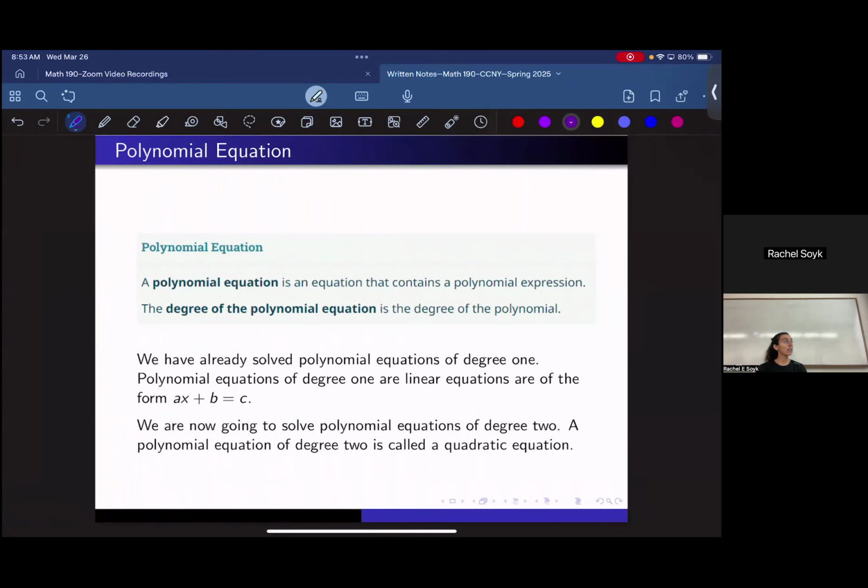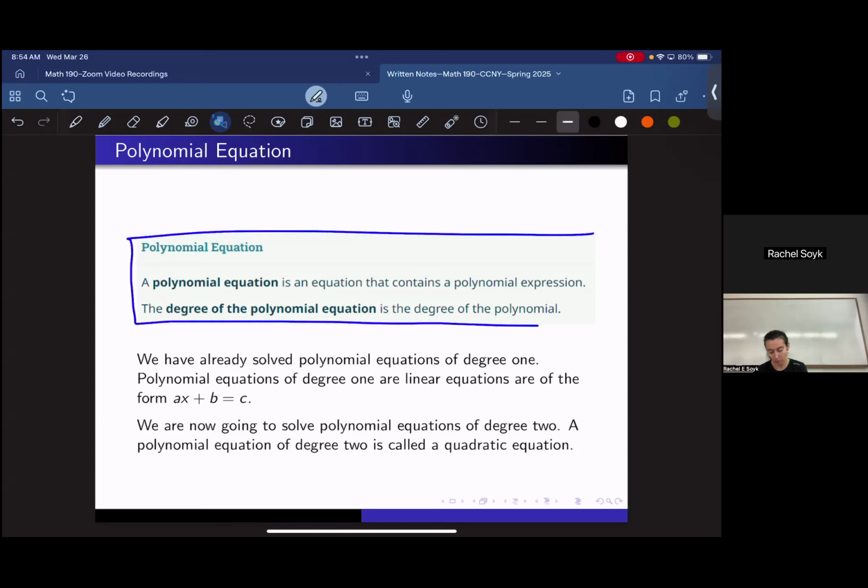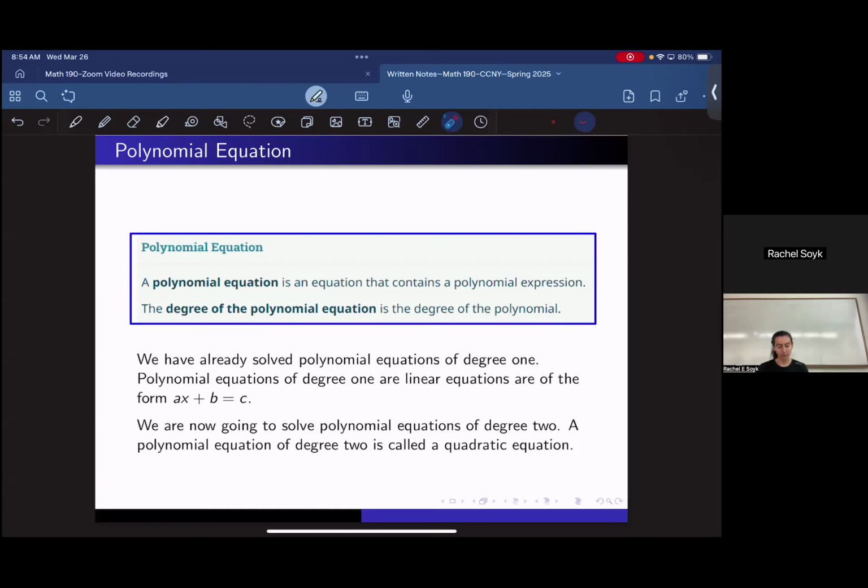So the next slide is just a note slide, also a definition slide. And the first section is defining what a polynomial equation is. It's just simply an equation that contains a polynomial expression, but then it's equal to some value. And then another definition, the degree of a polynomial equation is just the highest degree of any term within the equation itself.